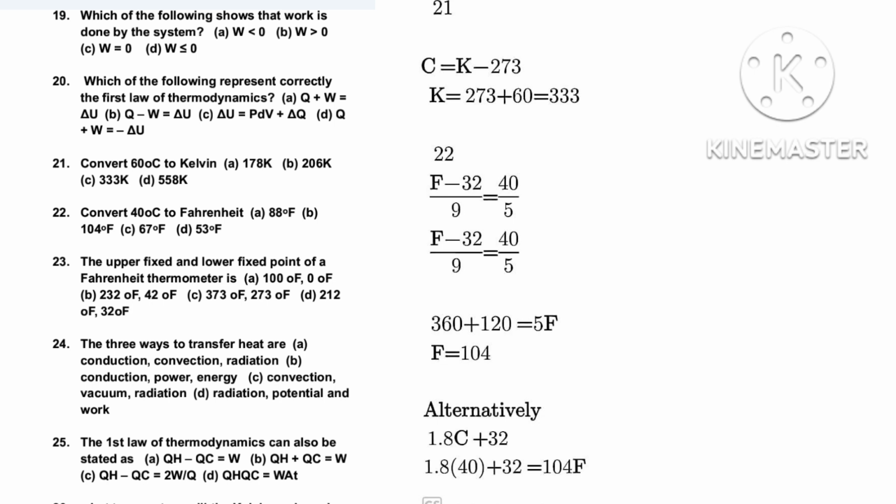So converting 60 degrees Celsius to Kelvin, you use C equals K minus 273. So you add 273 to 60, so you have 333. Then the next one, converting, same process, use the formula (F minus 32) over 9. We have our final answer to be 104 degrees Fahrenheit. Alternatively, you can also use 1.8 times Celsius plus 32, where C is the given value. So once you insert your value, you have 104 as well.